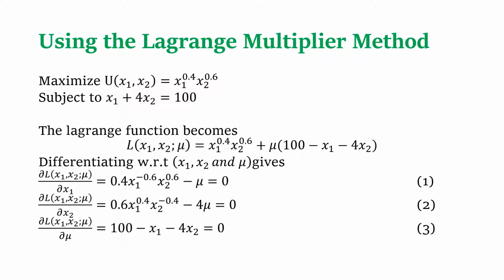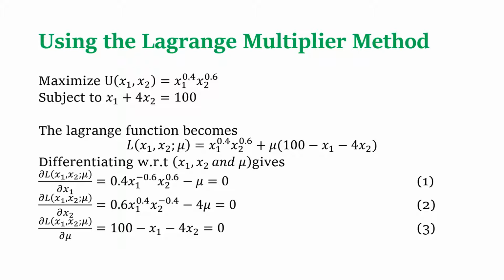Now, if we hold all the other variables constant and concentrate only on x1, we take the exponent of x1 and multiply by the utility function. That gives us 0.4 x1 to the minus 0.6, because 0.4 minus 1 is minus 0.6, and then x2 to the 0.6, and then minus mu. Remember, you have plus mu here times minus x1, which is minus mu x1, so minus mu, equal to 0. We do the same thing for the function with respect to x2, and then we have this second equation.